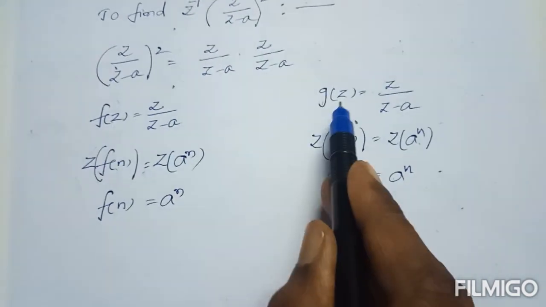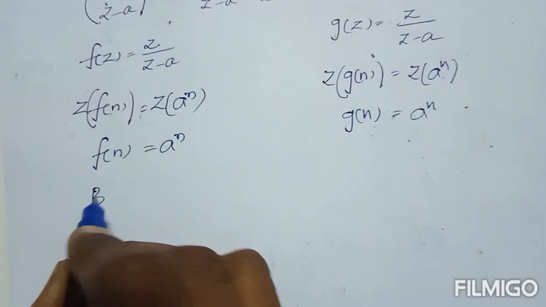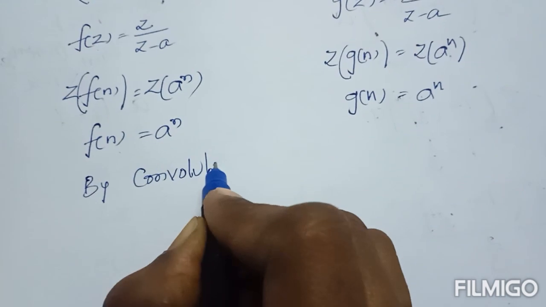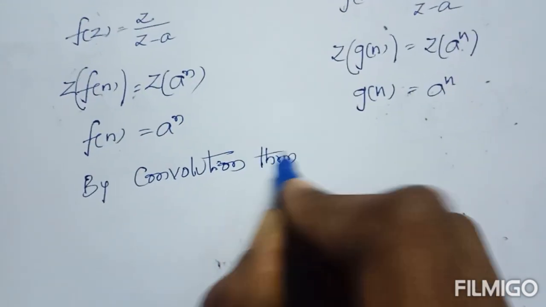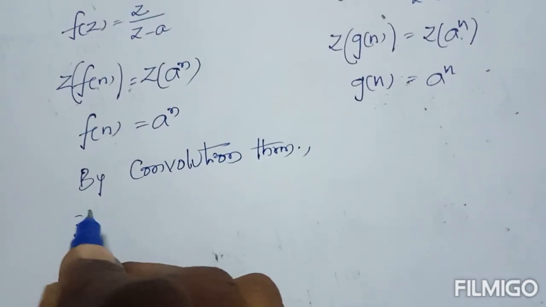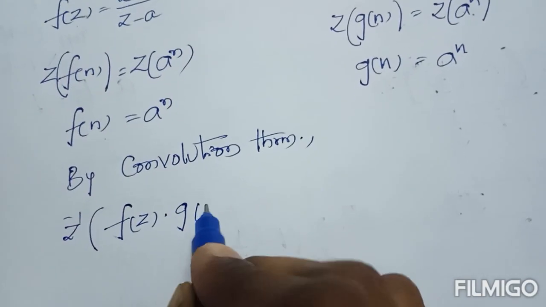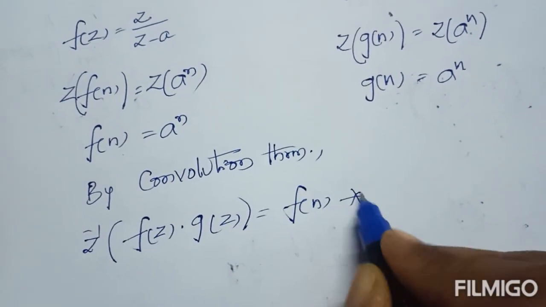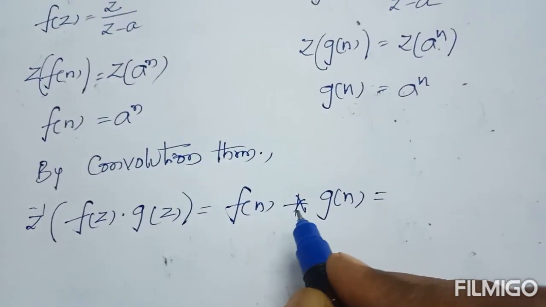Now we have F(z), G(z), f(n), g(n). We can use the convolution theorem. The convolution statement: Z inverse of F(z) G(z) equals f(n) star g(n). Star is nothing but the convolution operator.